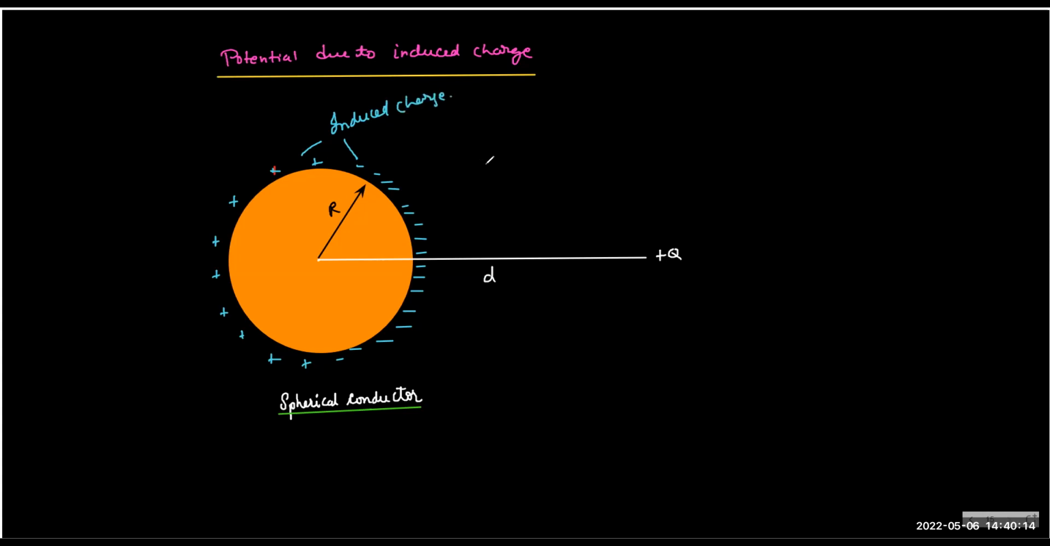Now, because of the spherical symmetry, if you look carefully at the center of the sphere, the potential at O will be potential due to Q plus potential due to induced charge. So the Q will create how much potential? KQ by D.